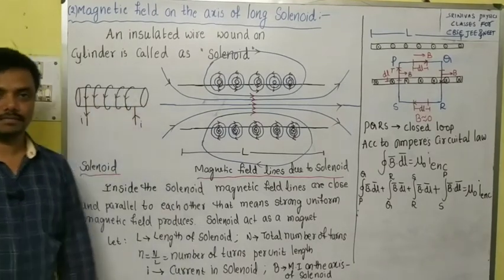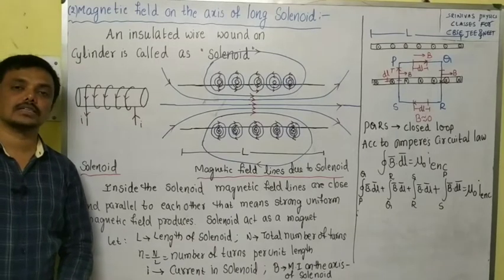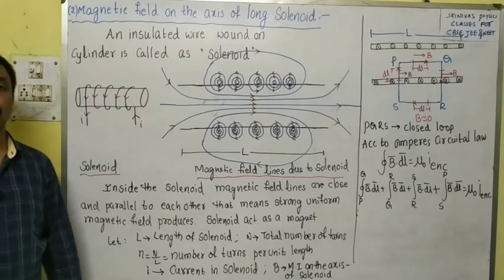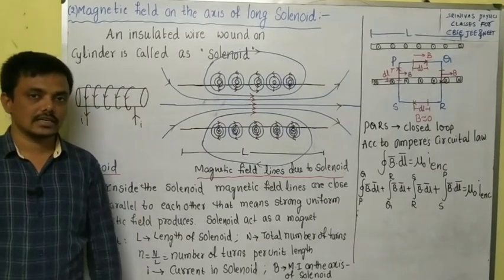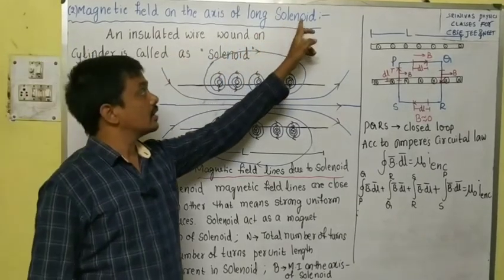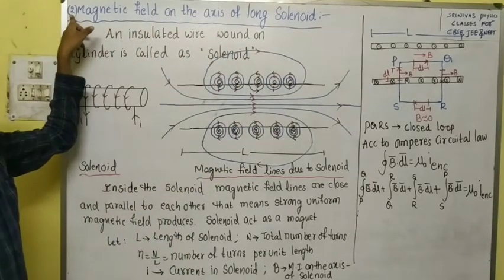Today's topic is a continuation of applications of Ampere's circuital law. Previously we discussed Ampere's circuital law and its application. One application we discussed. The second application I am going to start is for the solenoid. Our topic is the solenoid. This is the second application of Ampere's circuital law.